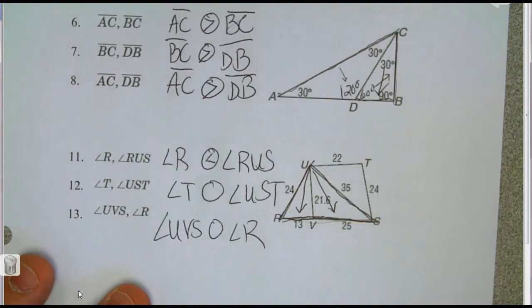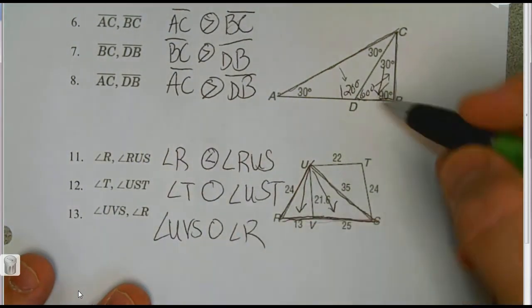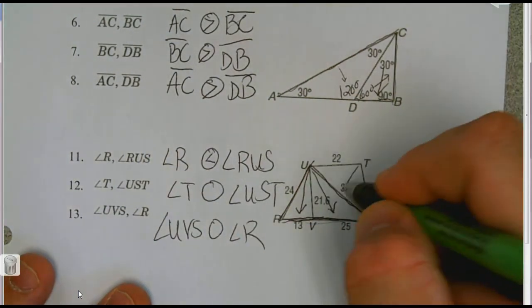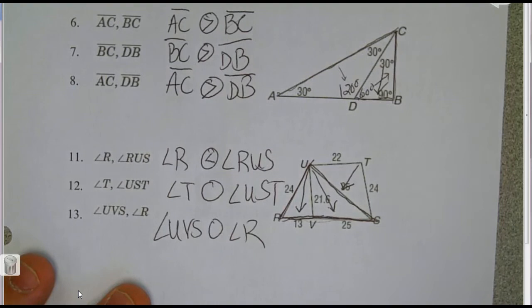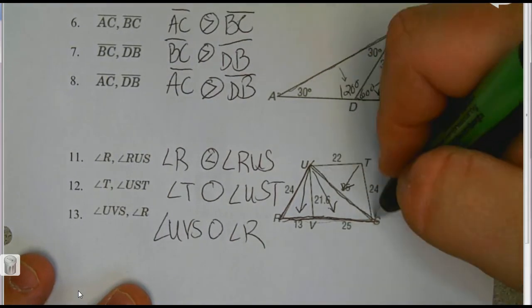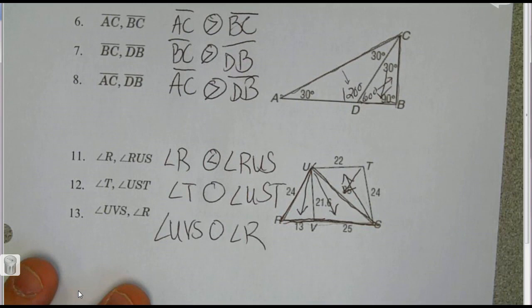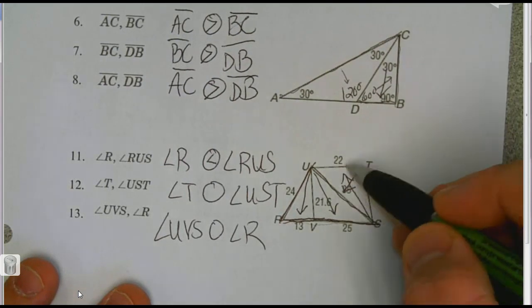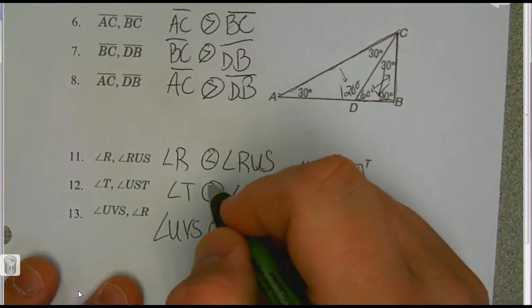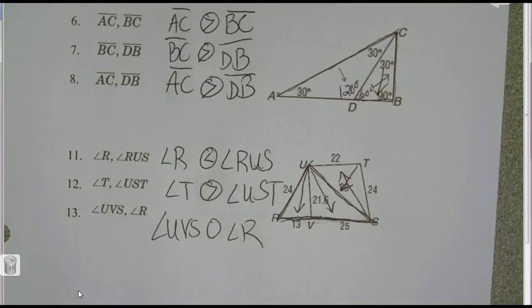So angle R is less than. Angle T corresponds to an angle measure of 35. Angle UST corresponds to a side measure of 22. Well, 35 is bigger than 22, so angle T is going to be bigger than UST.